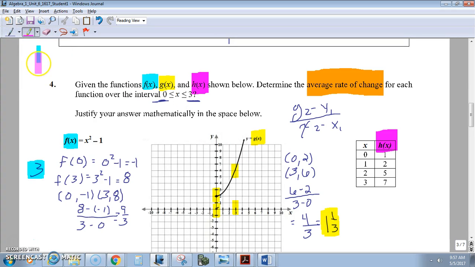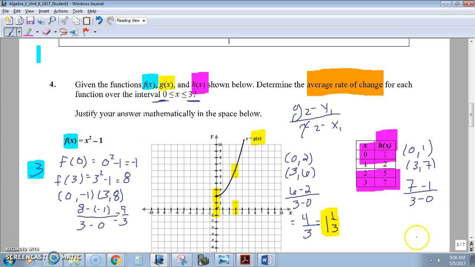And last, we have h of x. So if my input is 0, my output is 1, and if my input is 3, my output is 7. So let's put that in our equation. (0, 1) and (3, 7). It was a lot easier to get those input and output from the graph and from the table. So 7 minus 1 over 3 minus 0 is 6 over 3. So my average rate of change for h of x is 2. So that's in the middle.